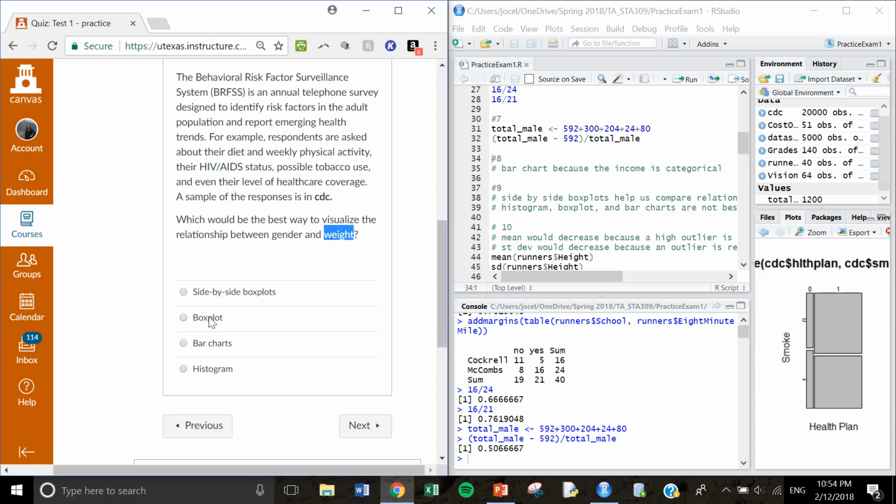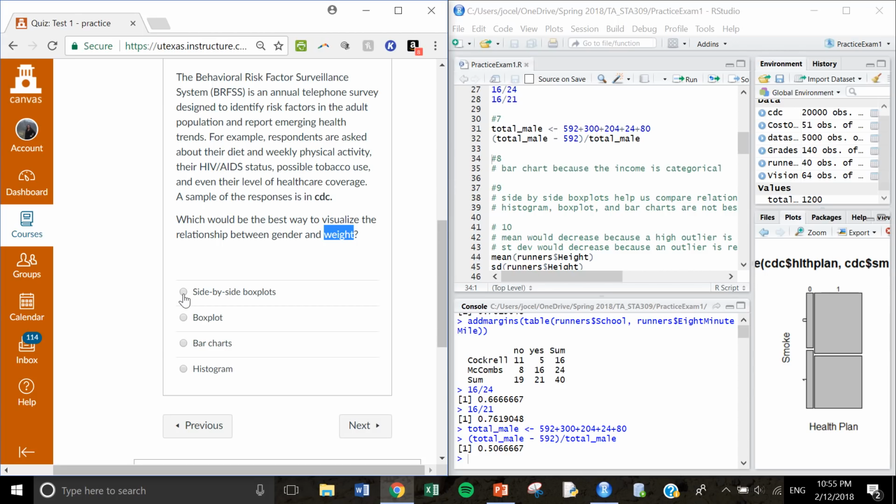A box plot lets us show the quantitative variable of weight, but there's no way to show the categorical of gender. Bar charts are harder to compare gender versus weight. It is possible to make one bar of average weight for females and one bar of average weight for males. But that's harder to compare. And the histogram, there's no element of comparison in there.